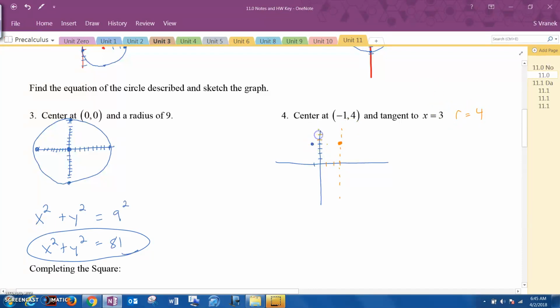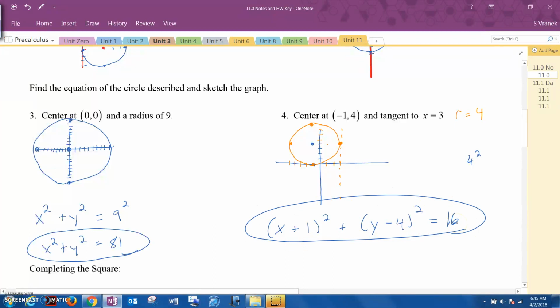So now I can sketch the rest of this circle. That's already up 4, so that's down 4, and then 1, 2, 3, 4, right there. And if I draw the circle, sure enough, it just touches that line. That's what tangent means. It's touching at the one spot. Now we have to come up with the equation. Since there are values for the center, remember you put the opposite sign. So this will be a +1, this will be a -4. If the radius is 4, 4 squared goes here, which is 16. So there's my equation of the circle.